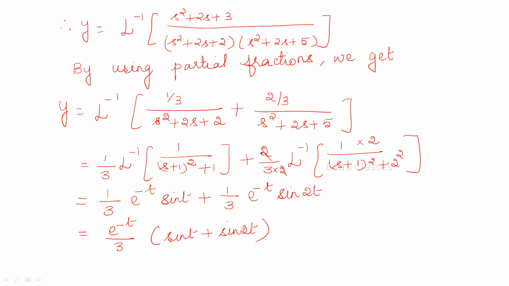Similarly 2 by 3 can be taken outside. L inverse of 1 by (s plus 1) the whole squared plus 2 squared. Here I want 2 squared, here it is 1 only. So here you have 2, so multiply and divide it by 2. So that I can write it as 1 by 3 into e power minus t sin t plus 1 by 3 into e power minus t sin 2t. Okay, so e power minus t by 3 is common: sin t plus sin 2t.